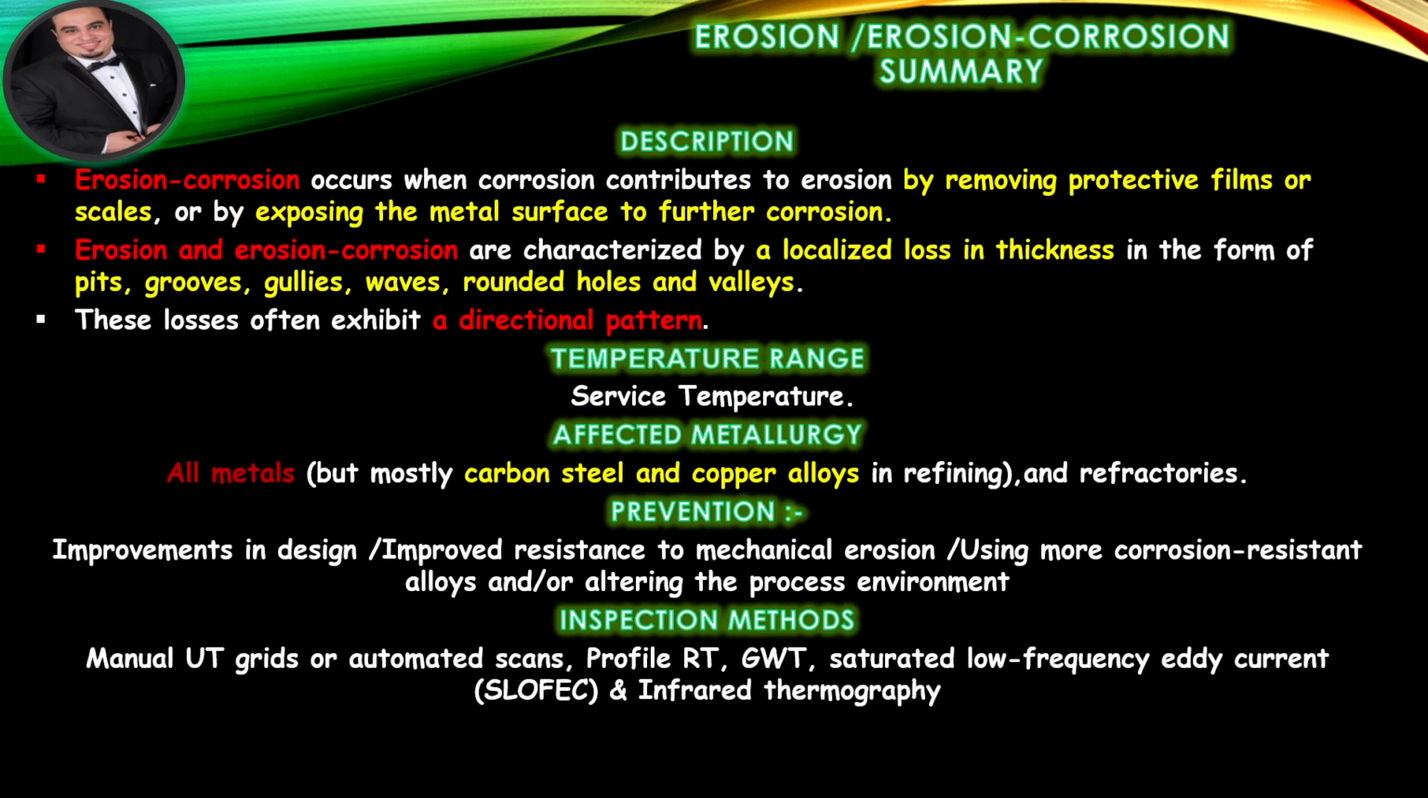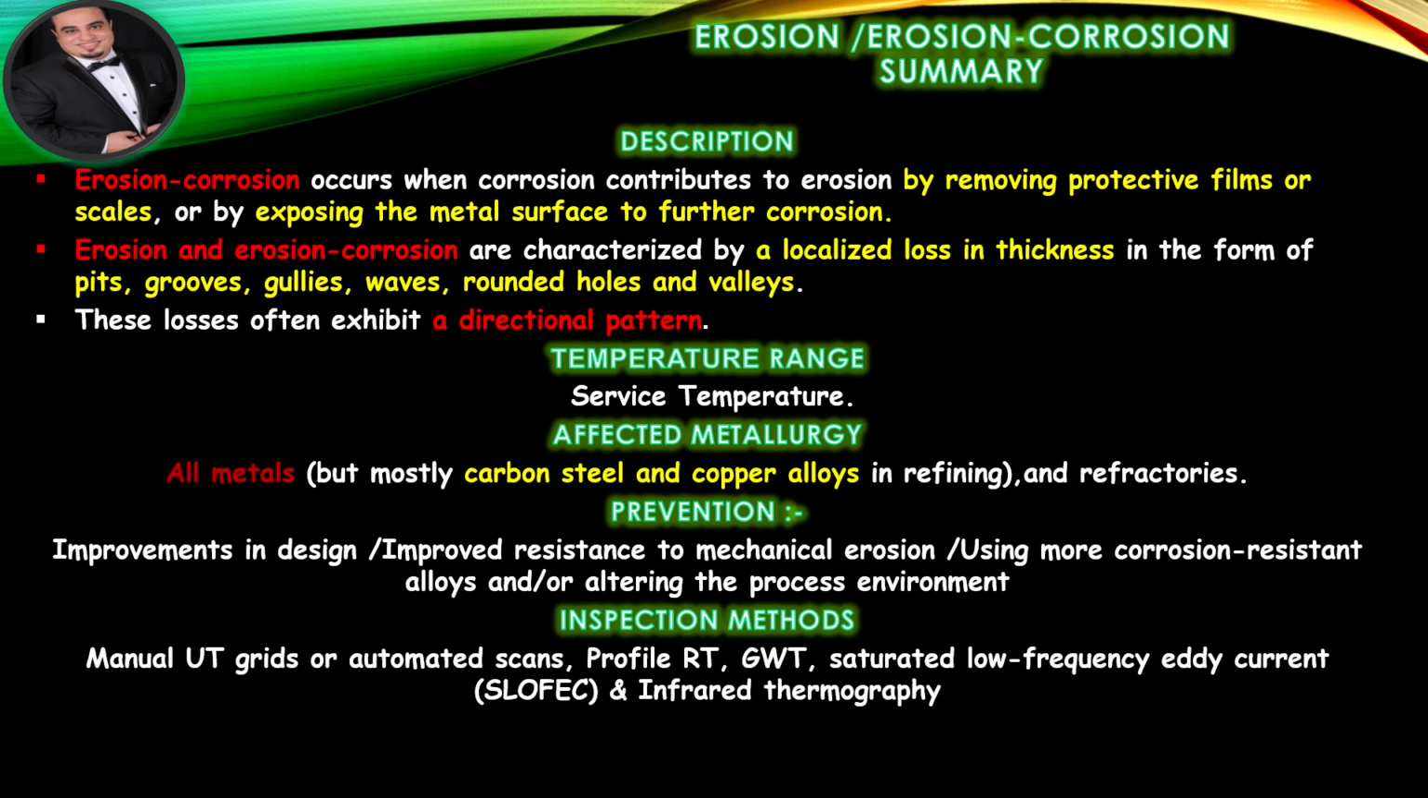Description: erosion-corrosion occurs when corrosion contributes to erosion by removing protective films or scales, or by exposing the metal surface to further corrosion. Erosion and erosion-corrosion are characterized by a localized loss in thickness in the form of pits, grooves, gullies, waves, rounded holes and valleys. These losses often exhibit a directional pattern.